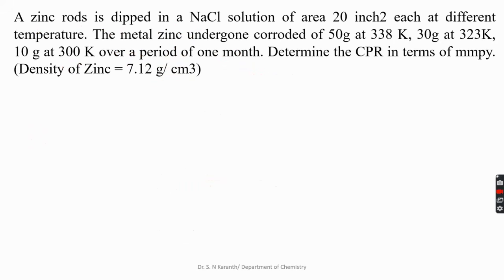Then here, at two different temperatures, you have to calculate the loss of metal. So, he gave a zinc rod dipped in a sodium chloride solution of area 20 inch square, each at different temperature. The metal zinc corroded 50 gram at 338 Kelvin, 30 gram at 323 Kelvin, and 10 gram at 300 Kelvin over a period of 1 month. Determine the CPR in terms of Mmpy.